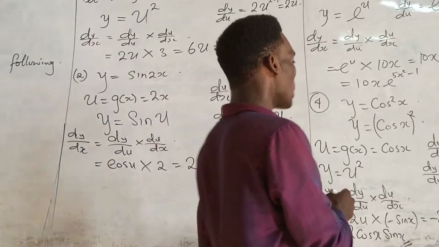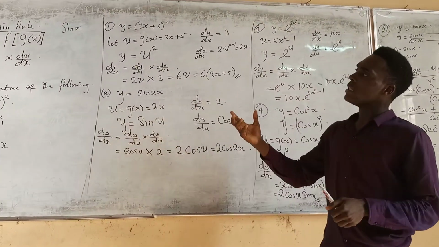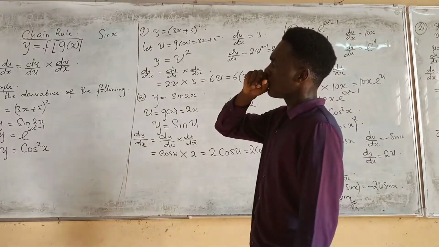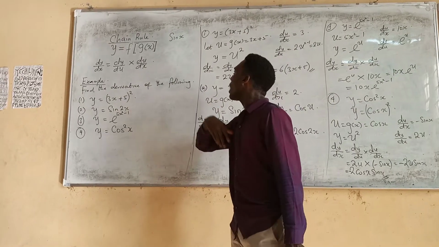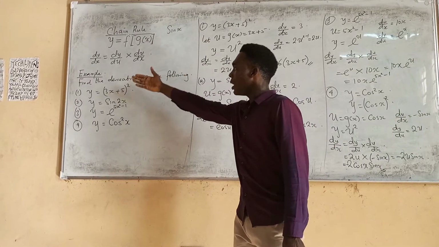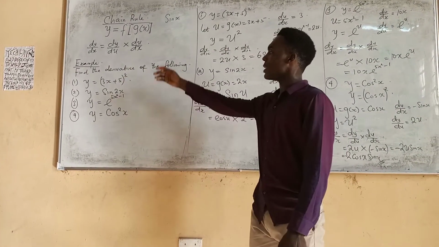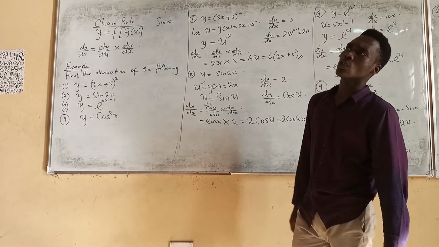Now, I have successfully explained how to use the chain rule to obtain the derivative when we have a power function, a trigonometry function, and an exponential function.